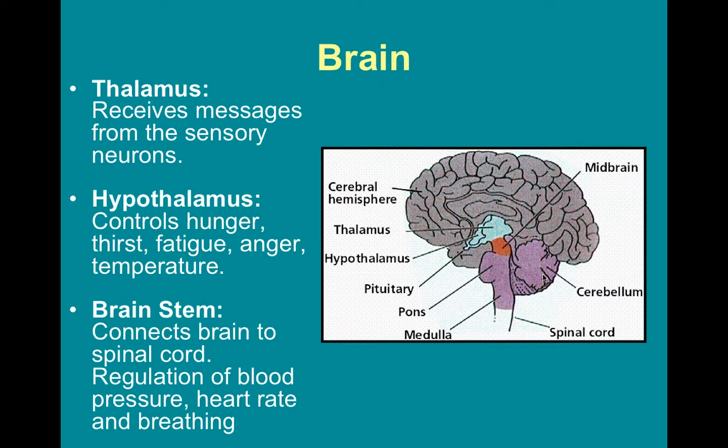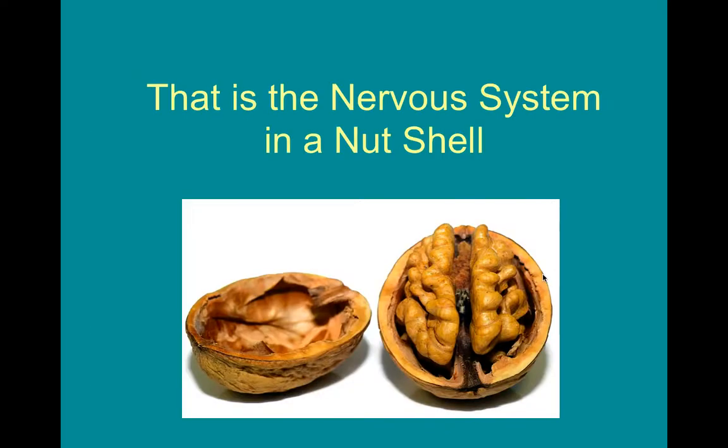And finally, the brainstem. That's the part at the bottom there. It connects the brain to the spinal cord, and it regulates blood pressure, heart rate, and breathing. That's it in a nutshell.